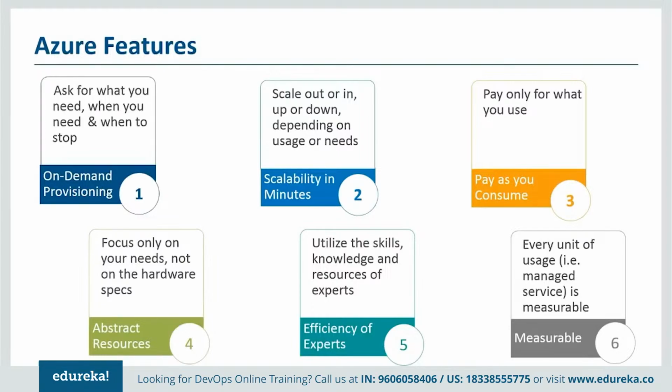If I have, let's say, right now 1 VM and suddenly I want to scale it up to 100 VMs, can I do it on-prem? Very, very difficult. When it comes to the cloud, scaling from 1 VM to 100 VMs is just a matter of seconds. All right, so this is what we call on-demand provisioning.